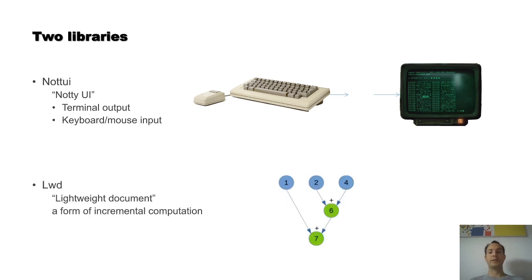The second one is LWD, or lightweight document. It's a form of incremental computations, a bit like Excel. If you look at this graph, input values propagate to compute new results. When an input changes, we discard invalid results and restart the computation.